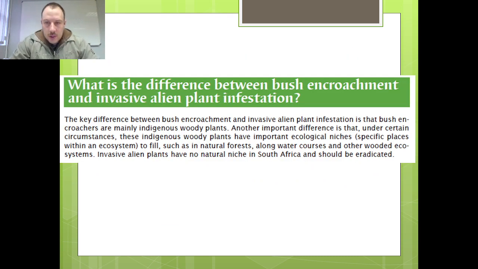So what is the difference between bush encroachment and invasive alien plant infestation? The key difference between bush encroachment and invasive alien plant infestations is that bush encroachers are mainly indigenous woody plants. Another important difference is that under certain circumstances, these indigenous woody plants have important ecological niches, specific places within an ecosystem to fill, such as in natural forest, along watercourses or ravines, or other wooded ecosystems. Invasive alien plants have no natural niche in South Africa and should be eradicated.